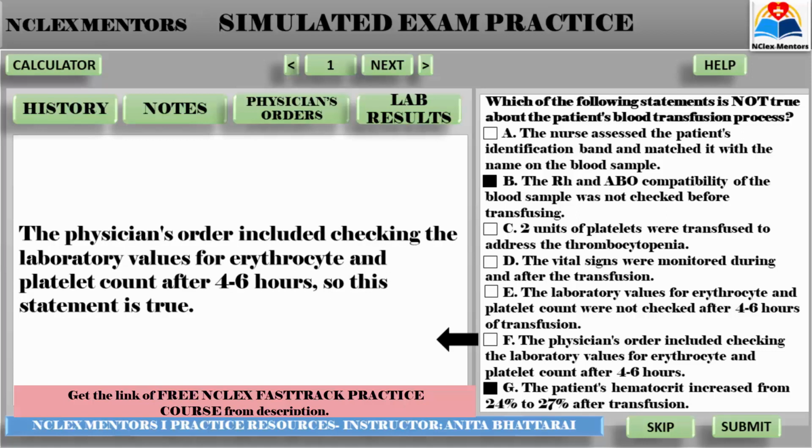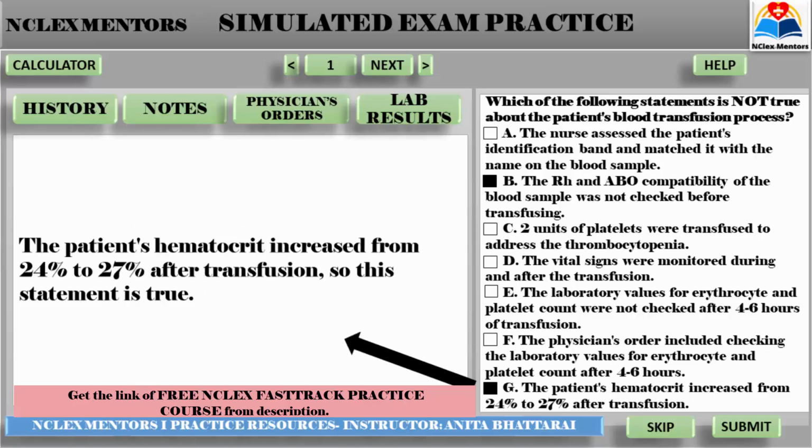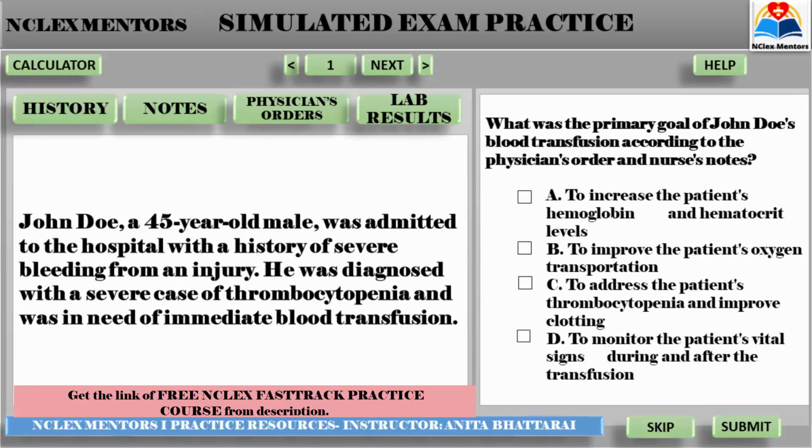The physician's order included checking the laboratory values for erythrocyte and platelet count after 4 to 6 hours, so this statement is true. G. The patient's hematocrit increased from 24% to 27% after transfusion, so this statement is true. Let us see another question based on the same case study.